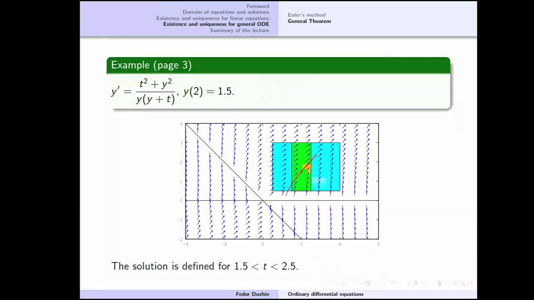Right? So for example, we can restrict it even further. As this plot shows, the solution is clearly defined when t is from 1.5 to 2.5.